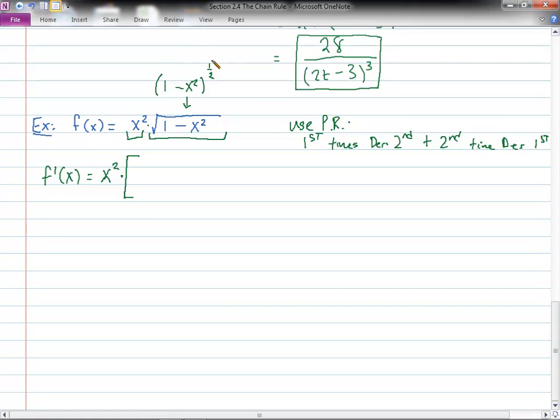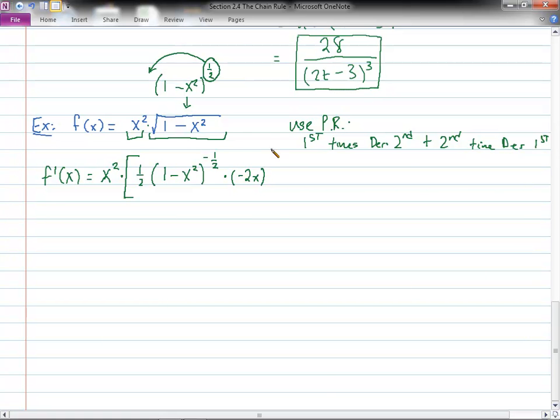So we'll take the 1/2, bring it out front. 1/2 times 1 minus x squared. Leave the inside alone. And then 1/2 minus 1/2, negative 1/2. Then times the derivative of what's inside, which is negative 2x. Because derivative of 1 is 0. Derivative of minus x squared is minus 2x.